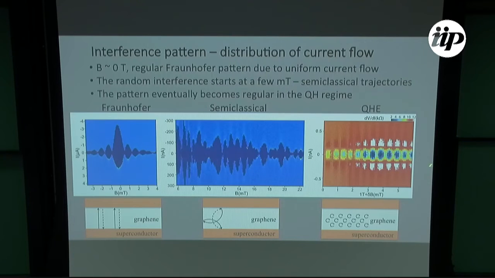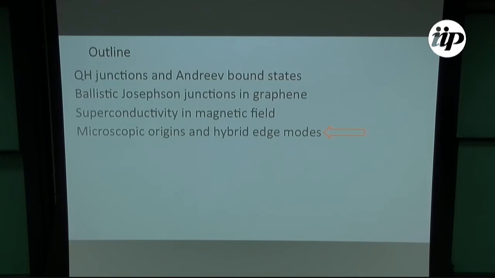This is so robust, and again, probably if you go to minus the same field, it will shift in phase, but the periodicity is quite robust as a function of gate voltage or changing the magnetic field. Any more questions? There seems to be a question.